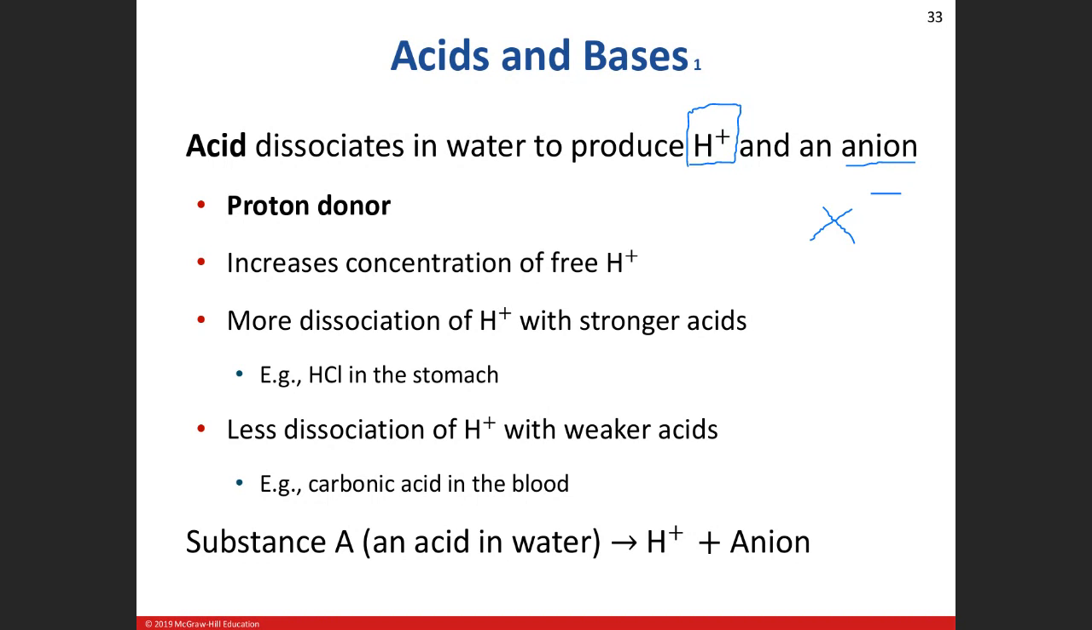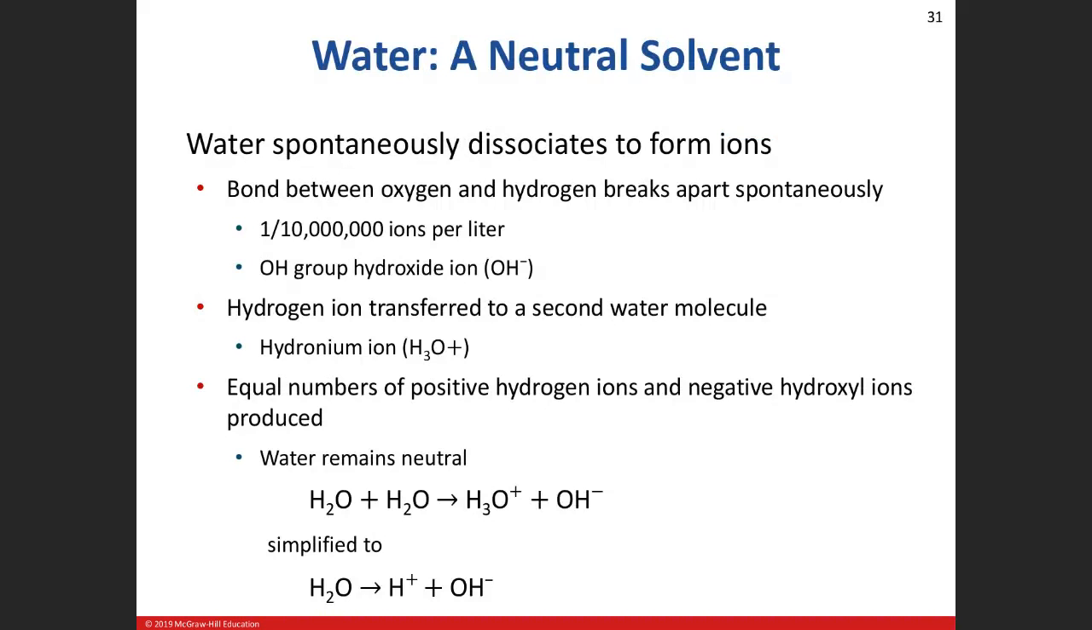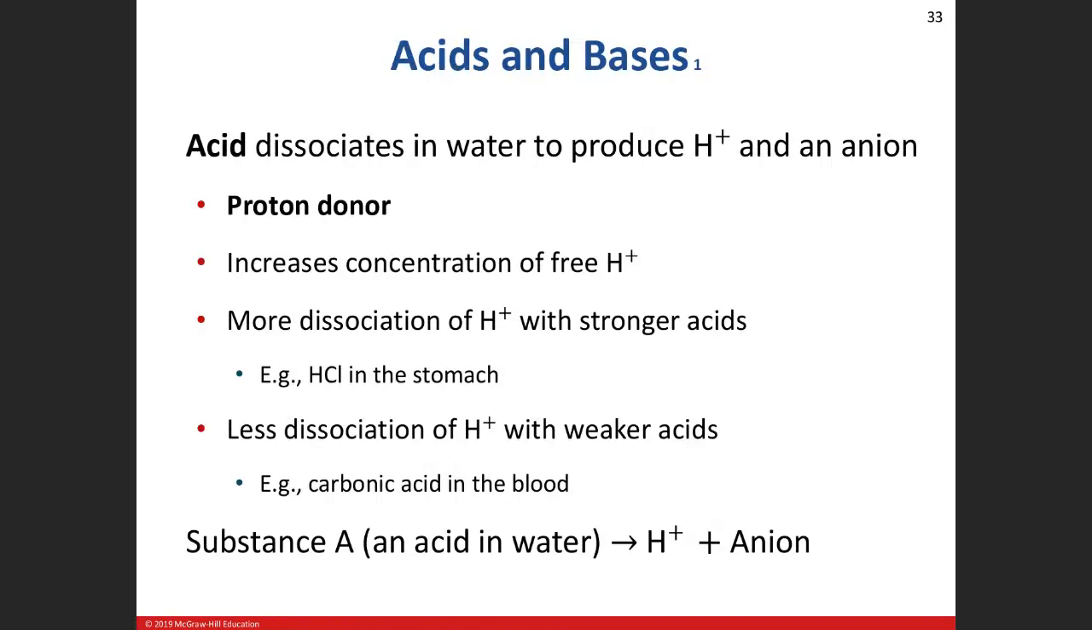Okay, so molecule X or whatever. Going back to here, that's what we're seeing in this previous equation. Here's our water molecule. When it spontaneously dissociates, we have our hydrogen ion, our H+, and then we have our negatively charged molecule, our anion, the hydroxide ion. So that's basically what we're talking about when an acid dissociates in water.